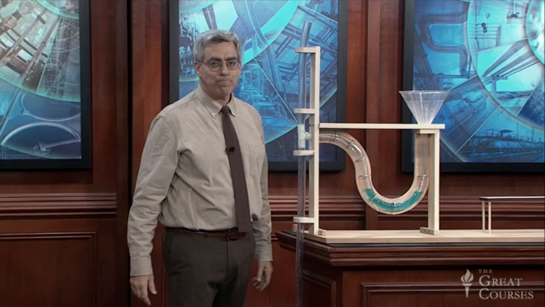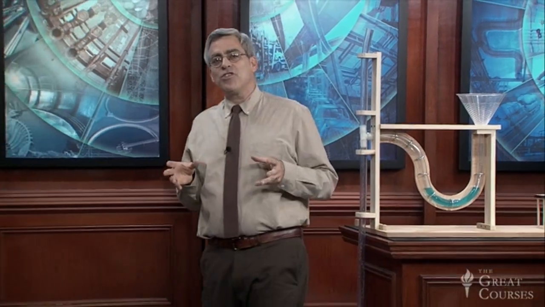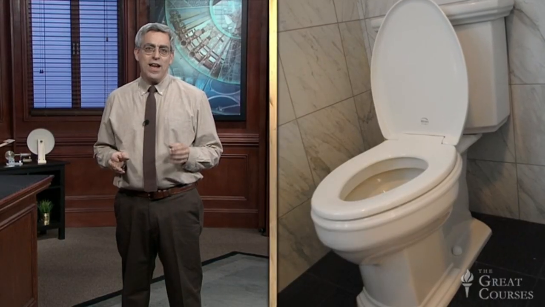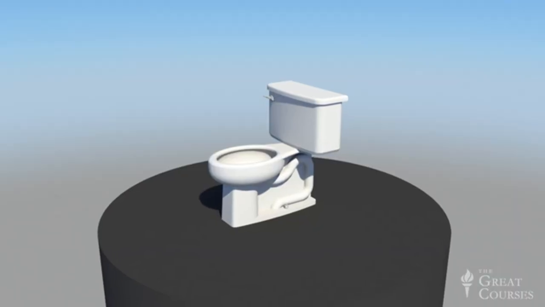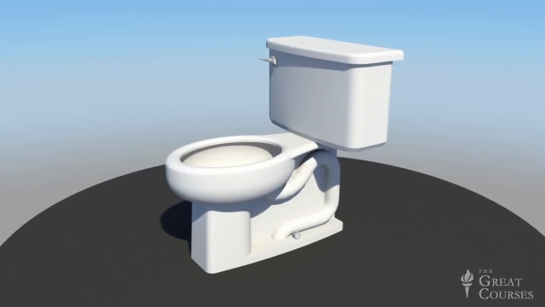Now, before we leave the subject of plumbing fixtures, let's spend a few minutes examining one of the world's most unappreciated technological marvels, the flush toilet. Most people use this device many times a day, yet have only the vaguest notion of how it actually works. Let's uncover the mystery. Here's a typical US-style toilet, composed of a bowl and a tank, both currently filled with water.